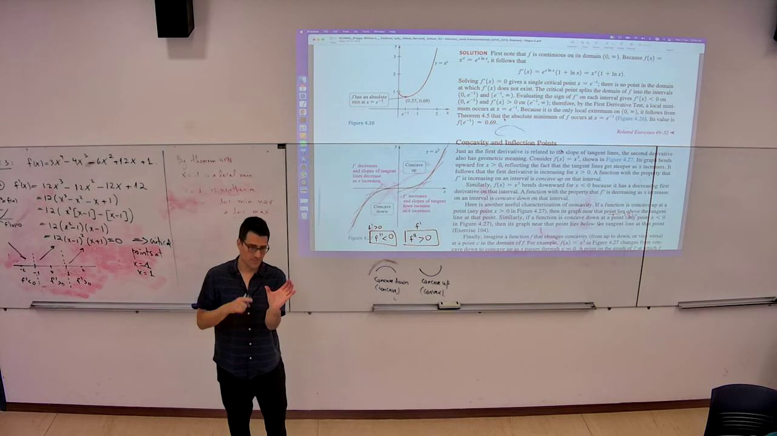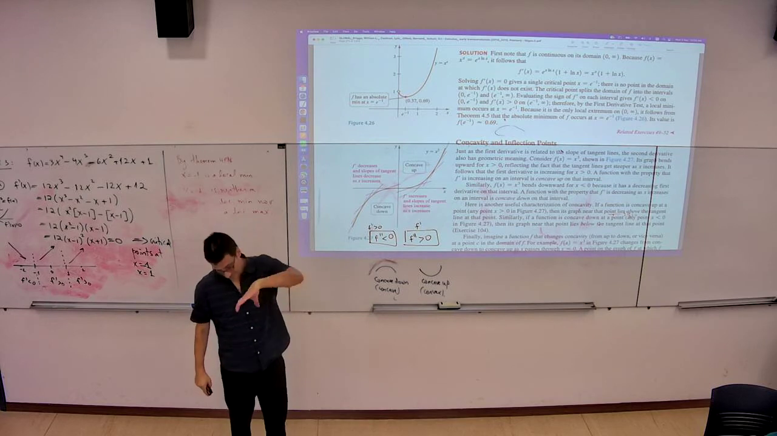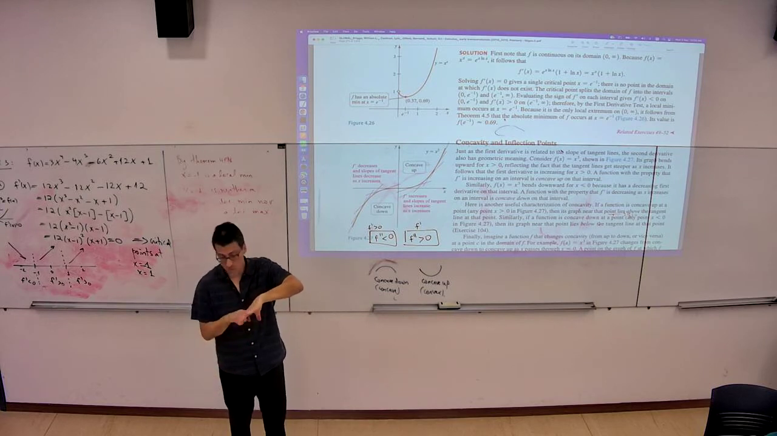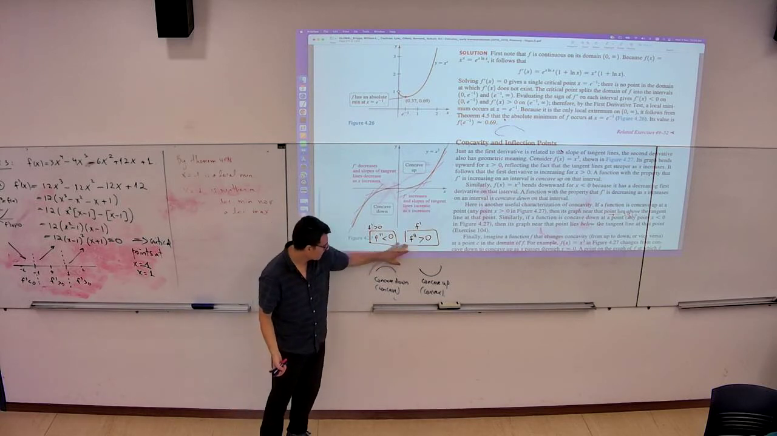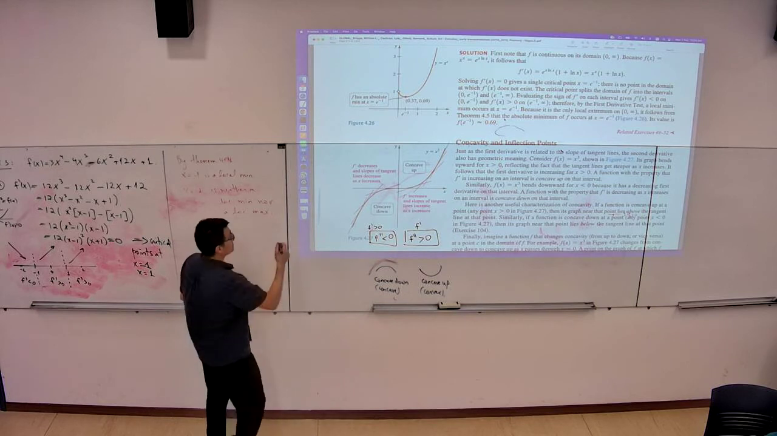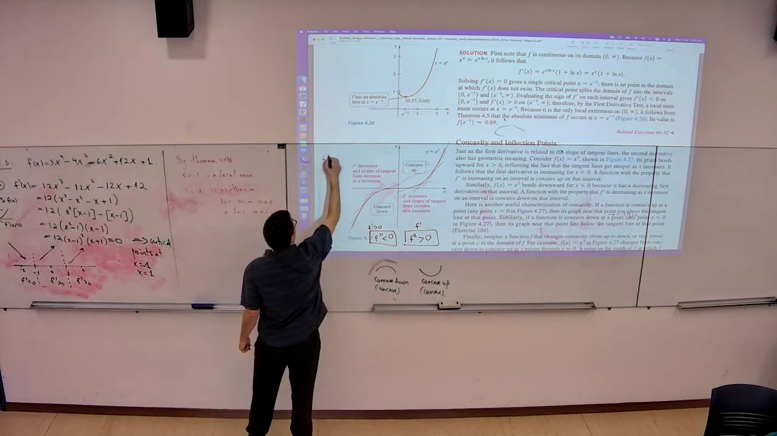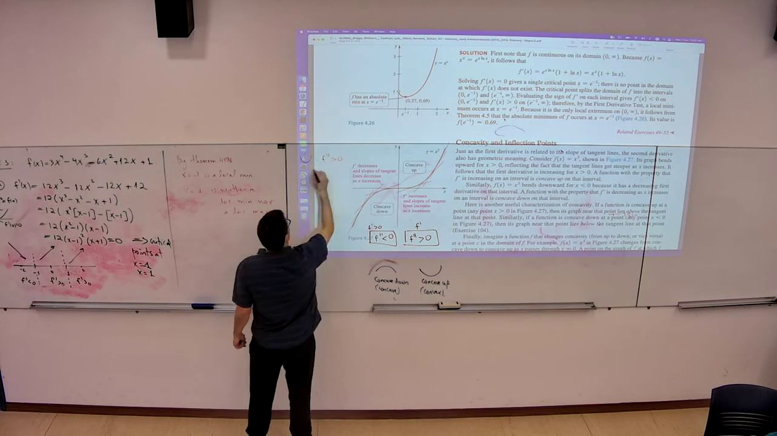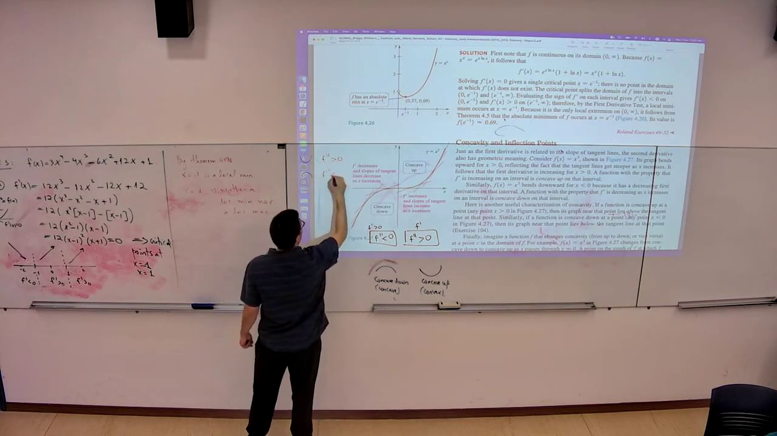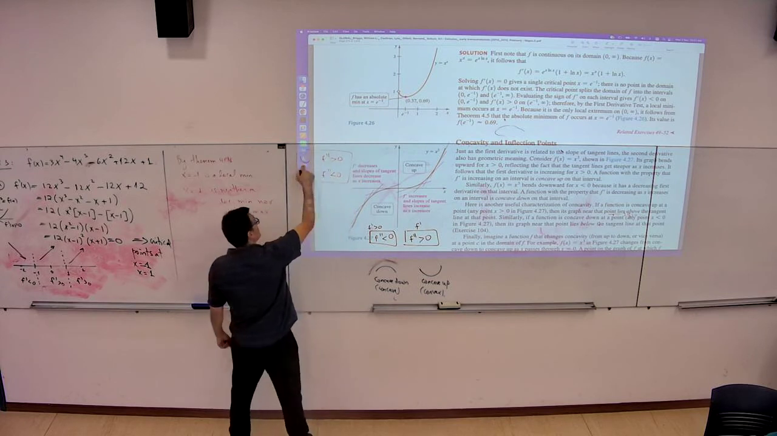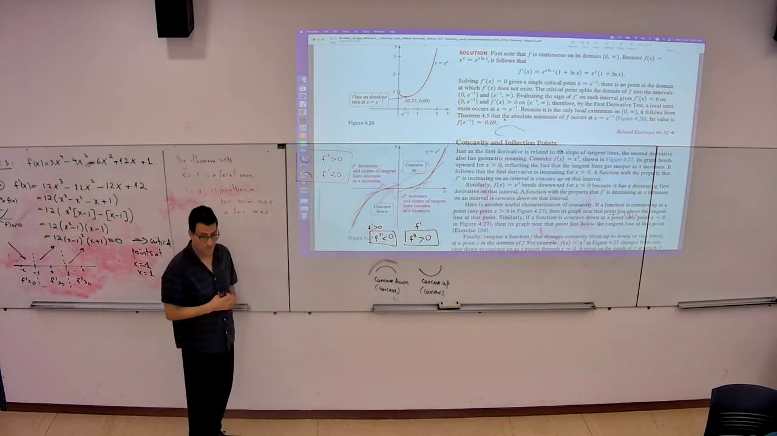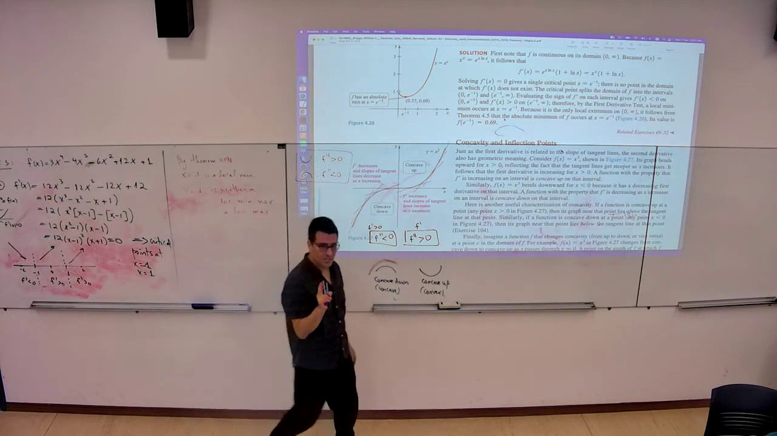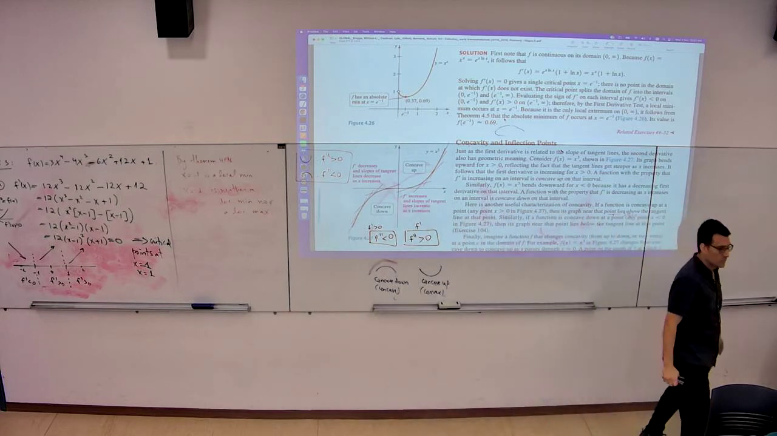So convex, happy, means f double prime positive, second derivative positive. Sad means concave down, or concave, the second derivative is negative. Okay, so don't forget: happy if f double prime positive, and sad if f double prime negative. Concave up or convex, concave down or concave. So the second derivative actually measures how happy the function is, if you will.